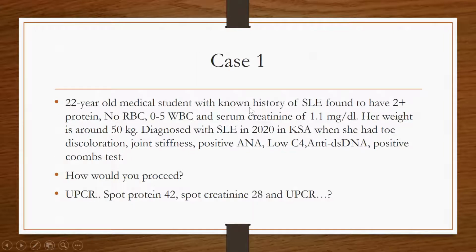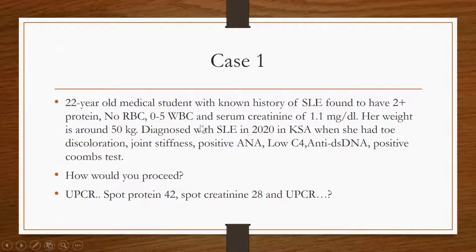So this is one of my real patients, a 22-year-old medical student with SLE who had 2+ protein, no RBCs, no WBCs, creatinine 1.1, weight 50 kg. She was diagnosed with SLE in 2020 in Saudi Arabia when she had toe discoloration, joint stiffness, positive ANA, low complement, anti-dsDNA positive, and positive Coombs test. So she did have SLE and now she presented with some proteinuria.